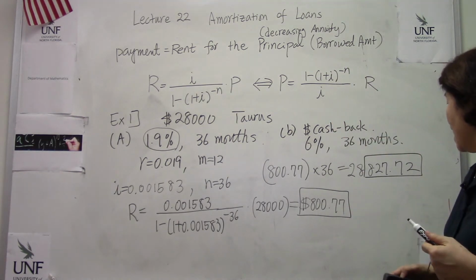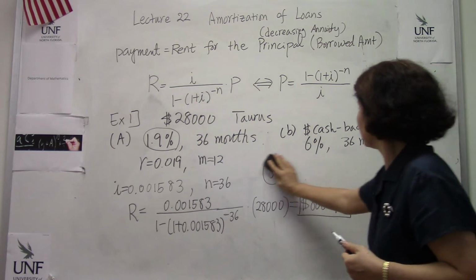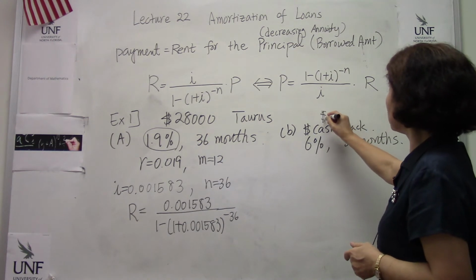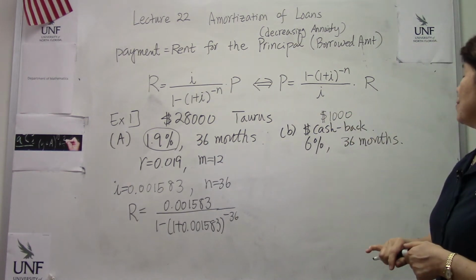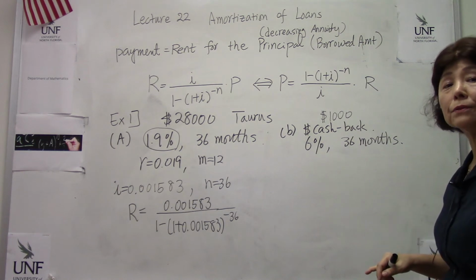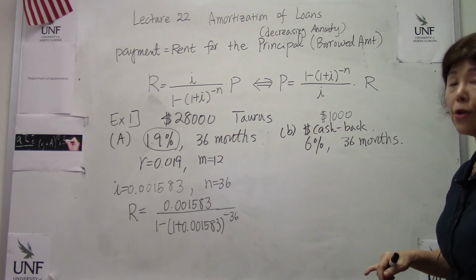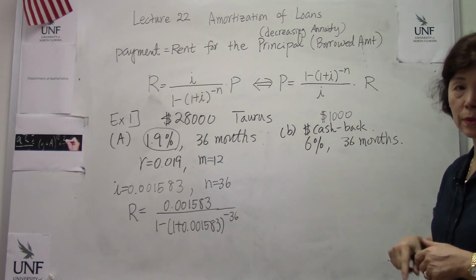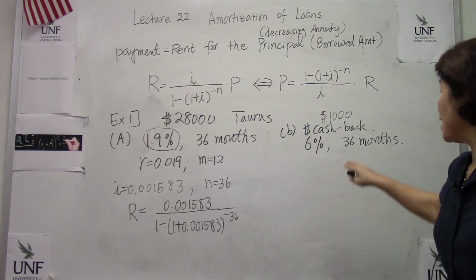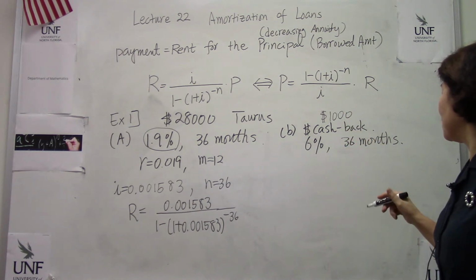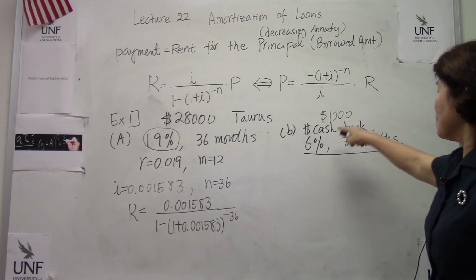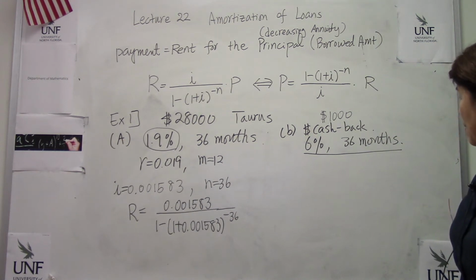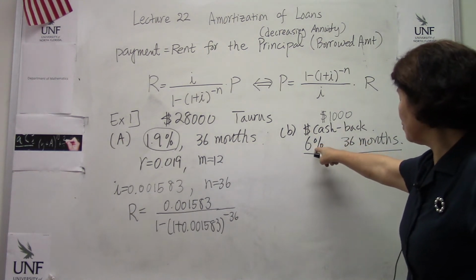Okay. Now we are going to switch to the next option. Next option is cash back, $1,000. So the concept, you understand that they will give you cash discount. So instead of $28,000, you are going to pay for the same car $27,000. But with cash back, your interest rate is higher over here, 6%, 36 months. So same term, but the interest rates are different.